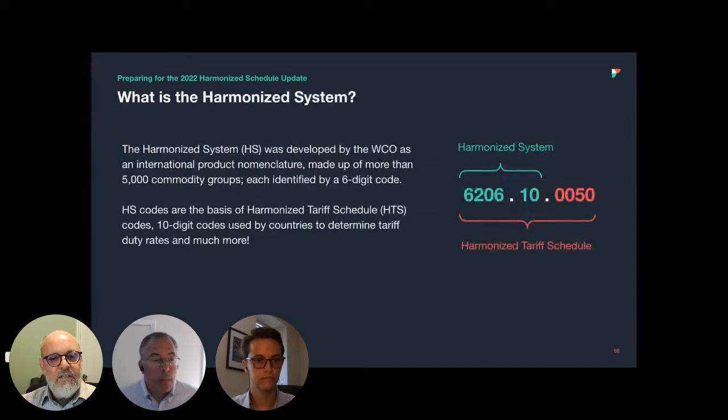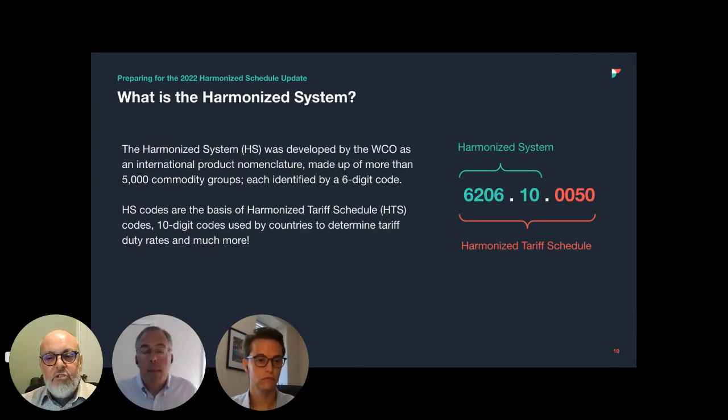Let's move on. So what is the harmonized system? The harmonized system is, like I said, the 6-digit number, and it's the nomenclature that's been developed by the World Customs Organization of any types of products that could be imported. It's broken up into about 5,000 groups of commodities.